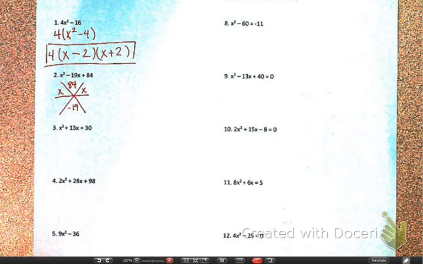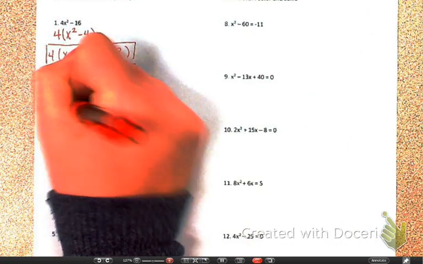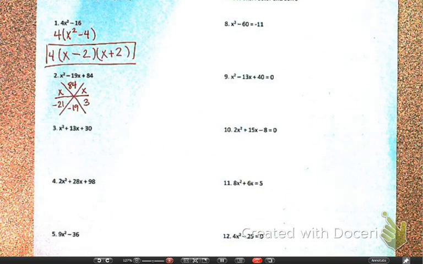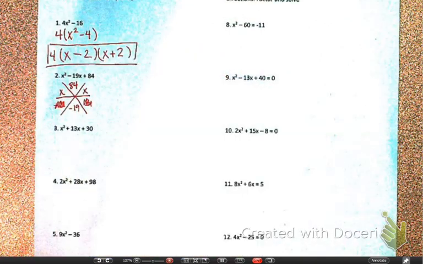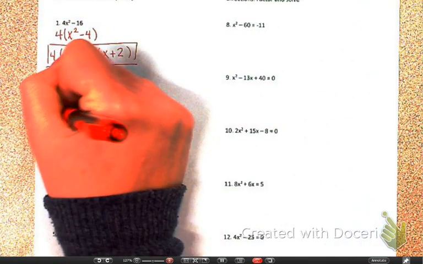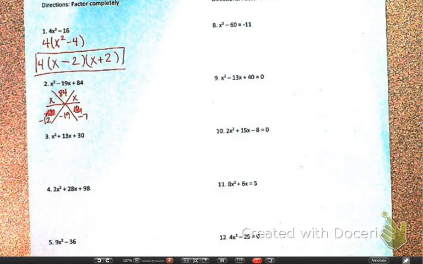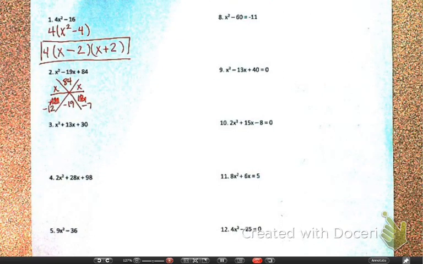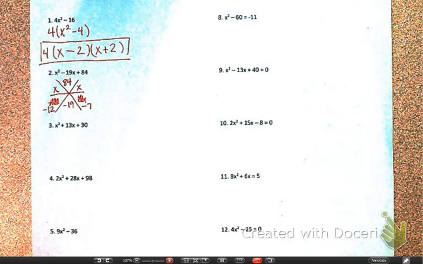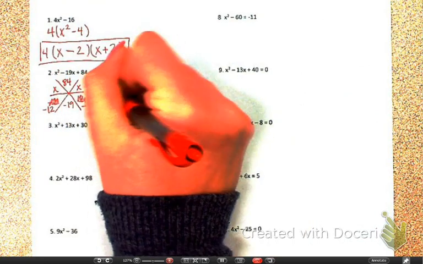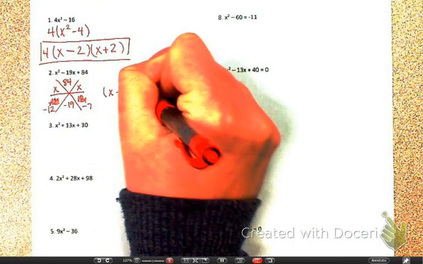So what two numbers multiply to 84 and add to negative 19? Negative 21 and negative 3? Not those. What do you have? Negative 12 and negative 7. So negative 12 times negative 7 is positive 84. Negative 12 minus 7 is negative 19. There is nothing to reduce, so your factors are x minus 12 and x minus 7.